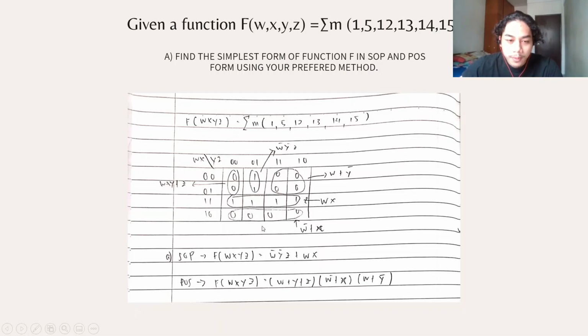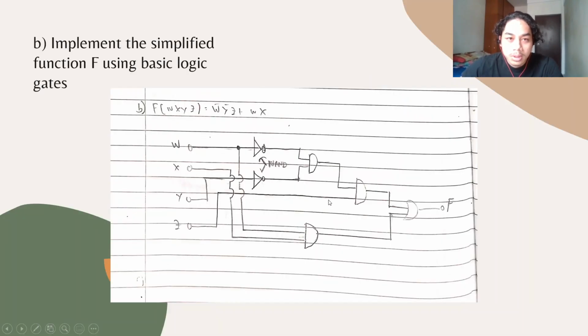So to find the POS form, we need to find the zero values that are adjacent to each other. As you can see here, these four values of zero are adjacent to each other, these four values of zero are adjacent to each other, and these two values of zero are adjacent to each other. So the final form of POS form is bracket W plus Y plus Z bracket, W bar plus X bracket, W plus Y bar. Moving on to the next question.